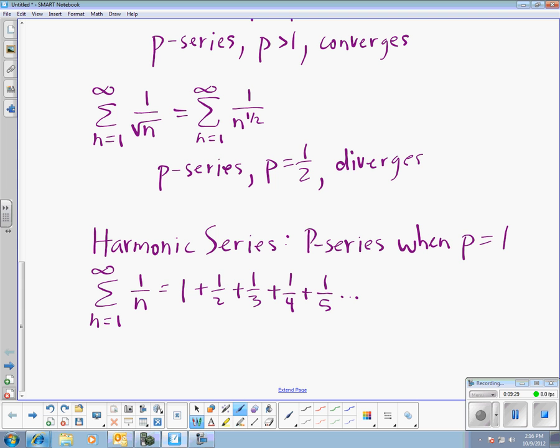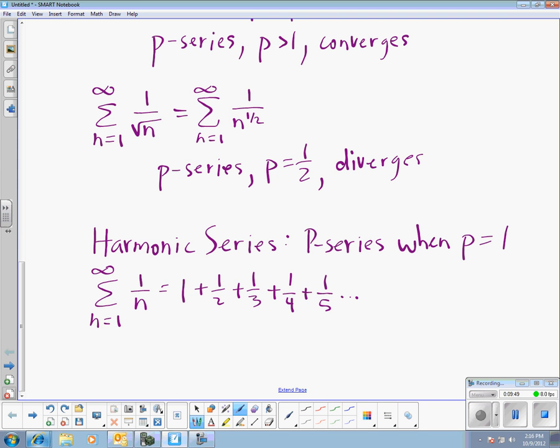A common thing is for people to look at this harmonic series and say the terms are going to 0, it converges. But remember, that's the nth term test. The terms go to 0, so it has a chance to converge, but the harmonic series diverges because it's a p-series when p equals 1.